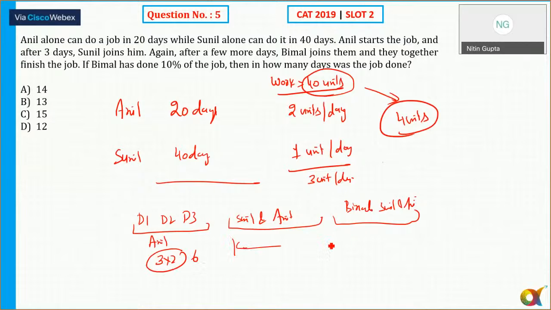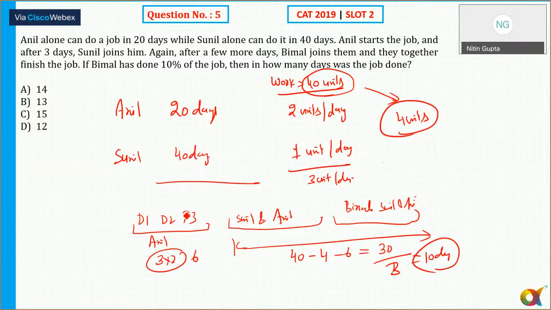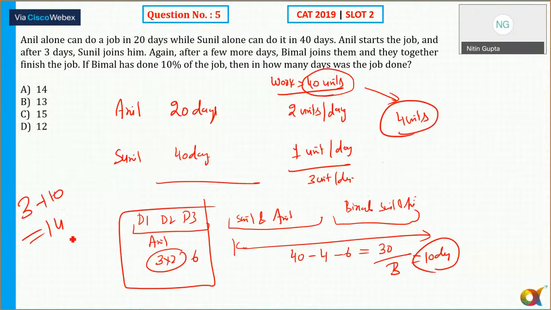How many units will Sunil and Anil do together? I can say that will be equal to 40 minus 4 units, and Anil has already done 6, so minus 6. That comes out to be equal to 30 units. So together Sunil and Anil will do 30 units of work, 3 units per day. So how much time will they take? 30 by 3, 10 days, and 3 days Anil worked individually. So 3 plus 10 is 13 days. So the answer for this question is option B, which is equal to 13.